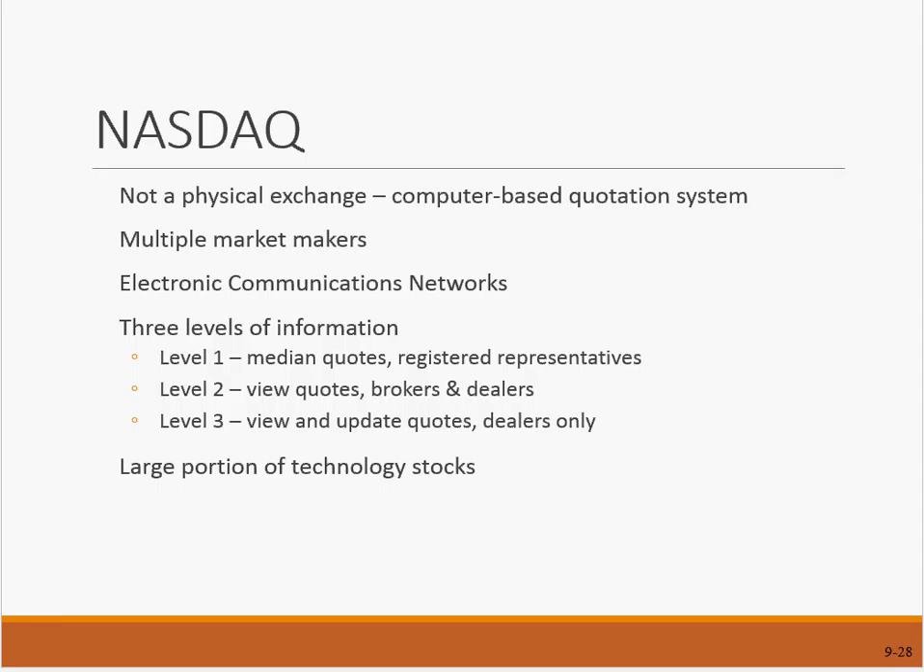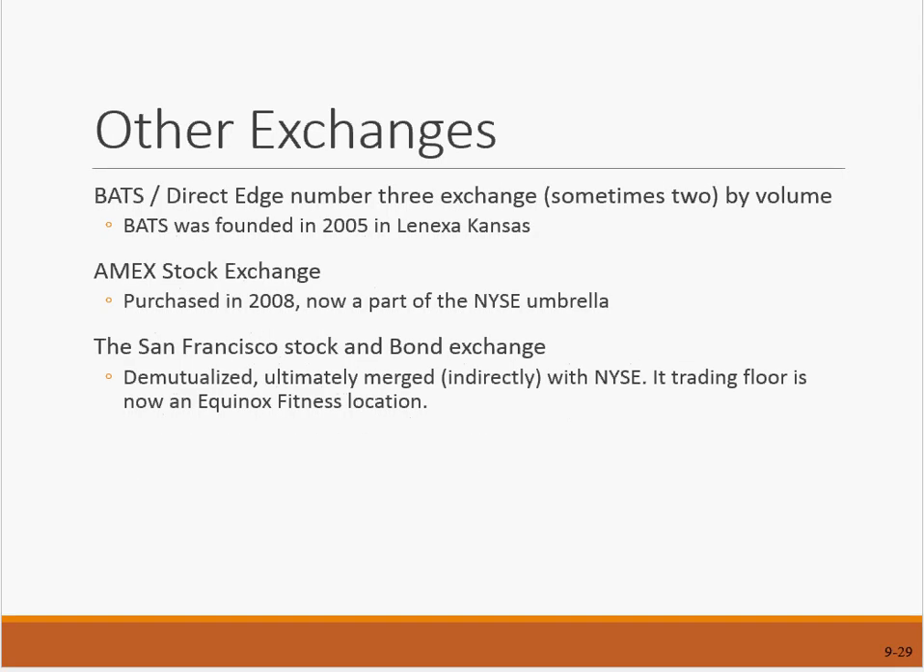This is a third exchange started recently, 2005 in Lenexa, Kansas. And these stock markets are technology companies focused on speed of execution. So if you trade on BATS or Direct Edge, you can trade very quickly. They have a lot of volume in the United States, sometimes more than NASDAQ, but typically not.